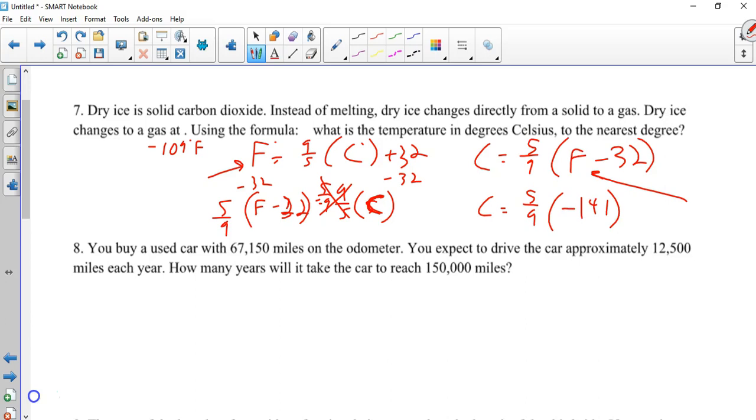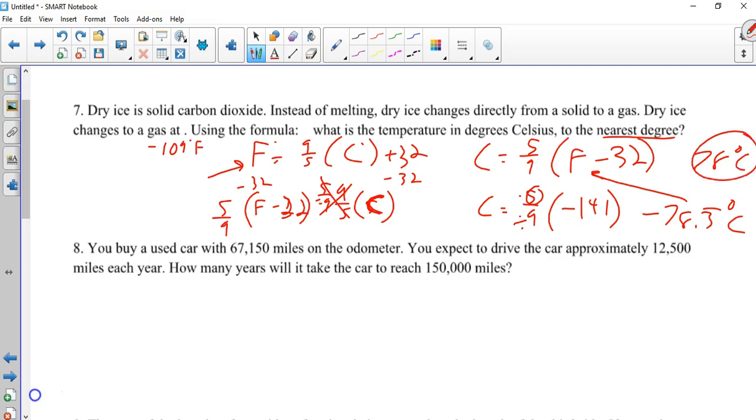And now I'm going to multiply by 5 and then divide by 9. So negative 141 times 5 divided by 9. That's negative 78.3 degrees repeating Celsius. And since it says round to the nearest degree, we're going to say negative 78 degrees Celsius is our answer.